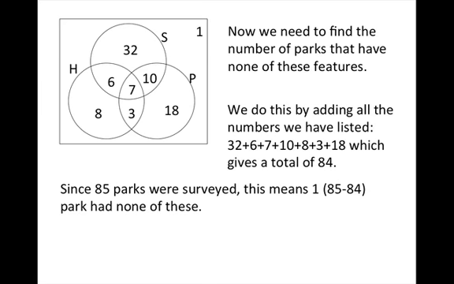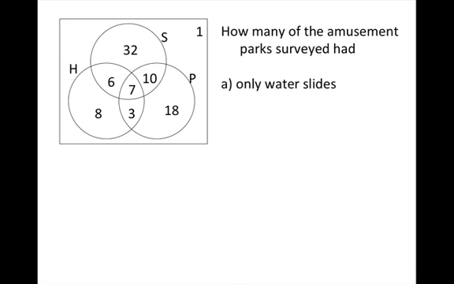Now let's look to answer our questions. How many of the amusement parks only had water slides? So look at your circle for S. I want the number that's in S but not in any of the other circles, so that was the 32. So 32 parks only had water slides.